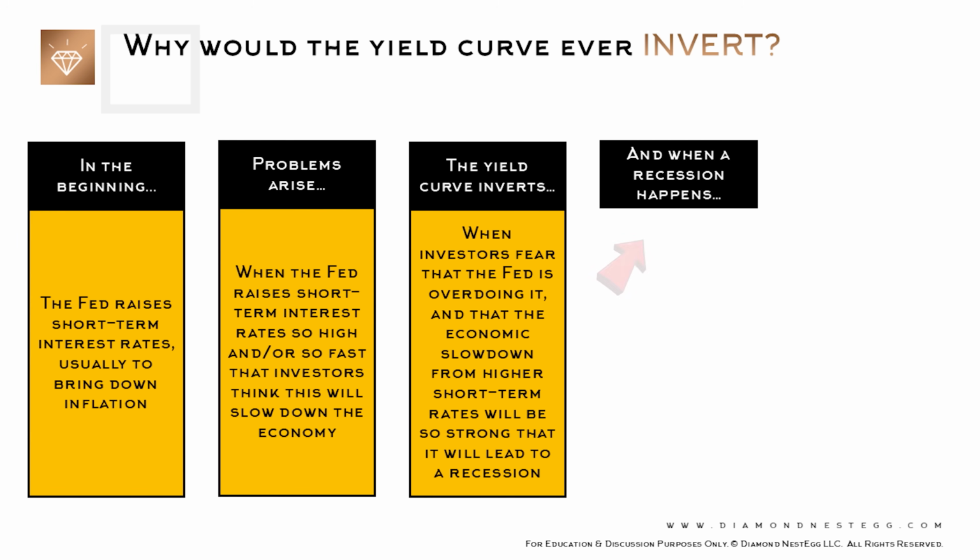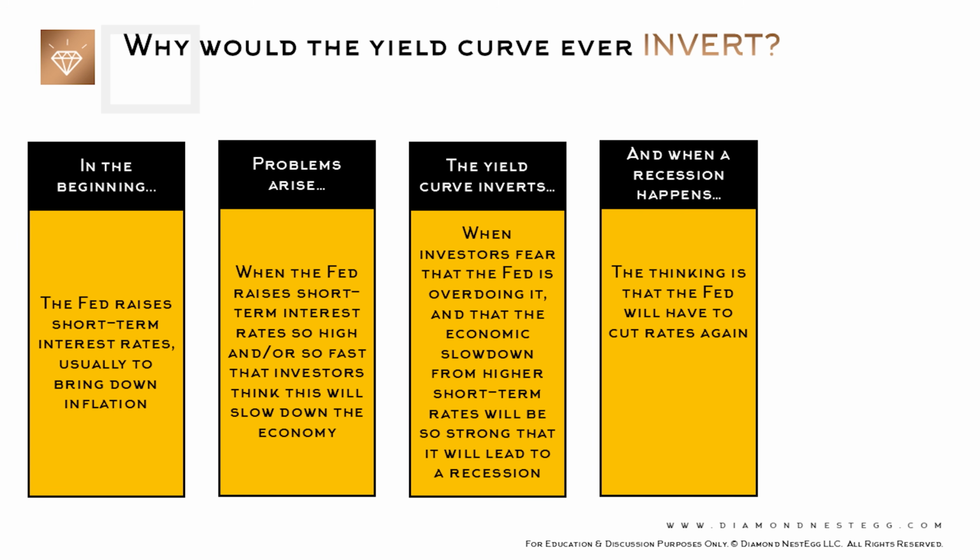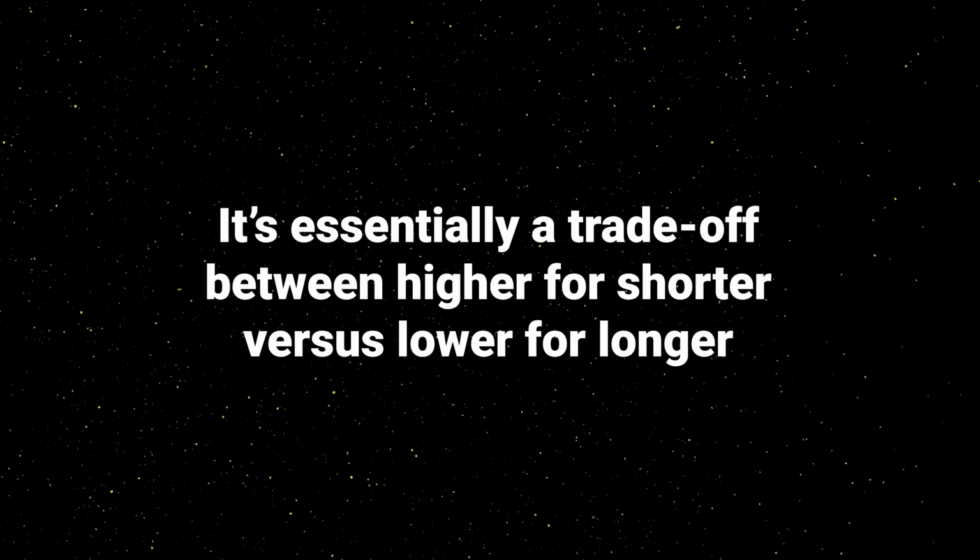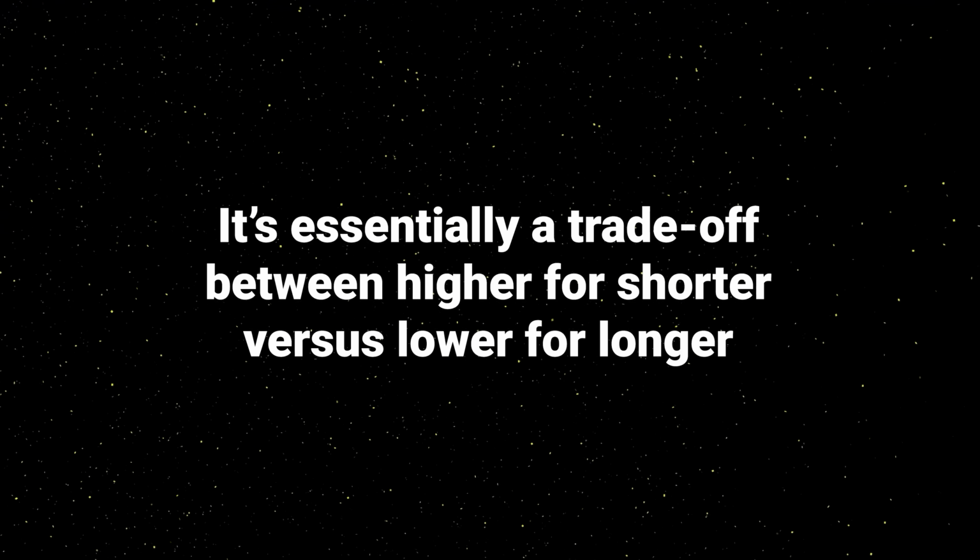And when a recession happens, the thinking is that the Fed will have to cut rates again and cut them fast to re-stimulate economic growth. And if that's what investors expect, a coming recession and sharply lower short-term rates in the not-too-distant future, they may just buy longer-term bonds to lock in current rates for longer, even though these rates are lower than what they could get for shorter-dated investments. It's essentially a trade-off between higher for shorter versus lower for longer.